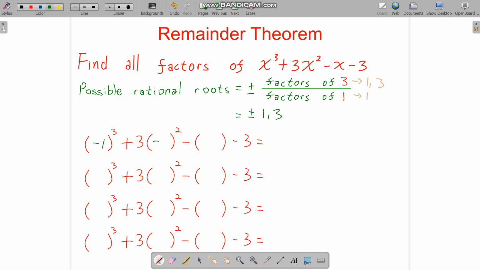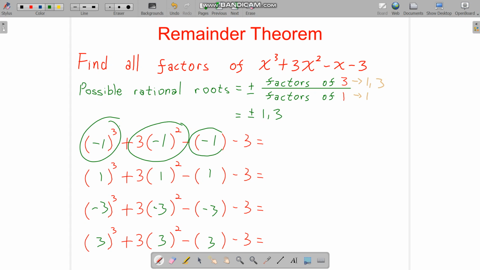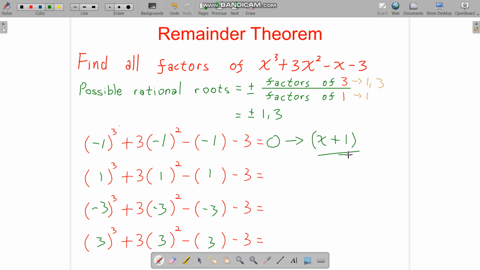Let's try minus 1, plus 1, minus 3, plus 3. If we use a calculator, minus 1 plus 3 plus 1, so we get 0, which means minus 1 is a root and x plus 1 is a factor. So we have one factor.